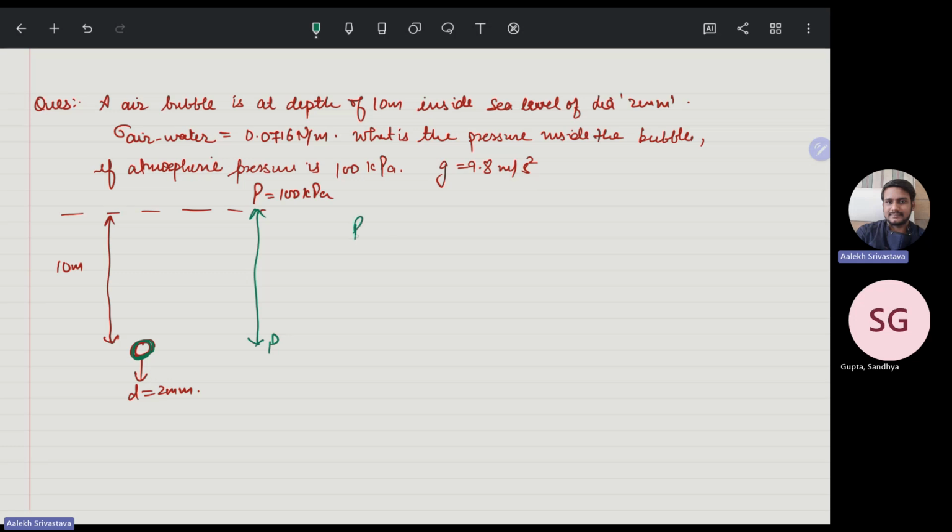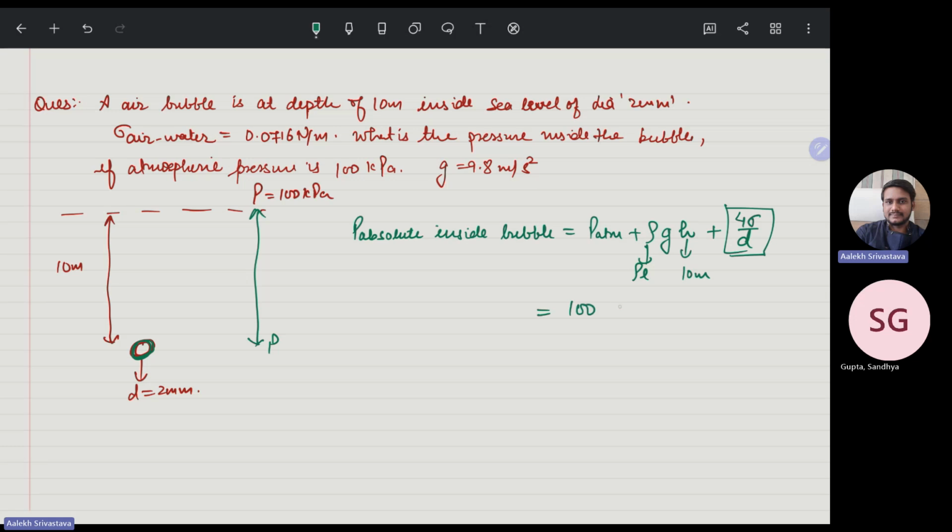So I will write P absolute inside bubble is equal to P of ATM plus rho G H, that is this is 10 meter and this is rho L, plus 4 sigma by D because of air bubble, because of the curvature. This is the formula.